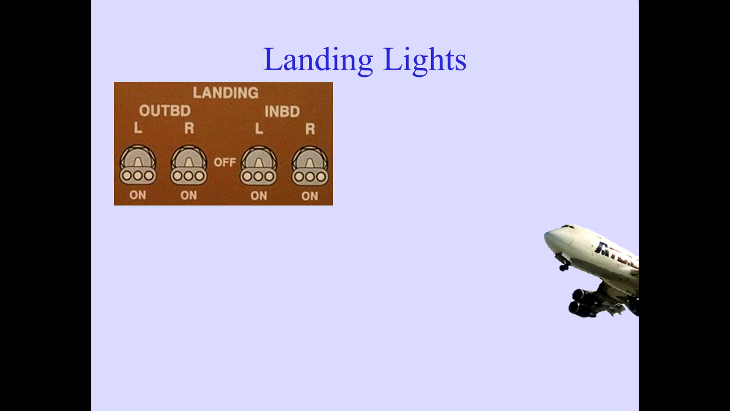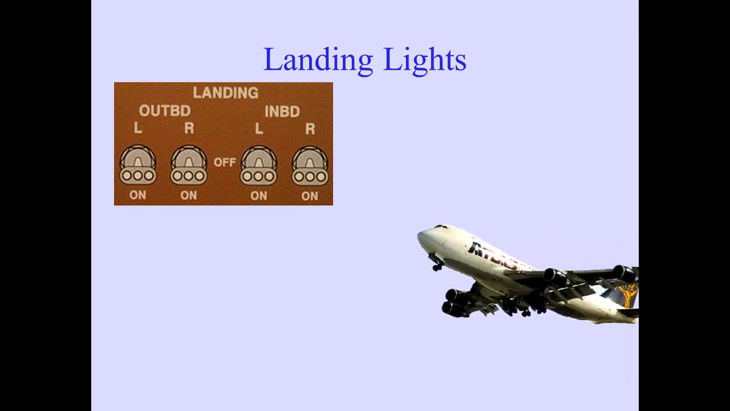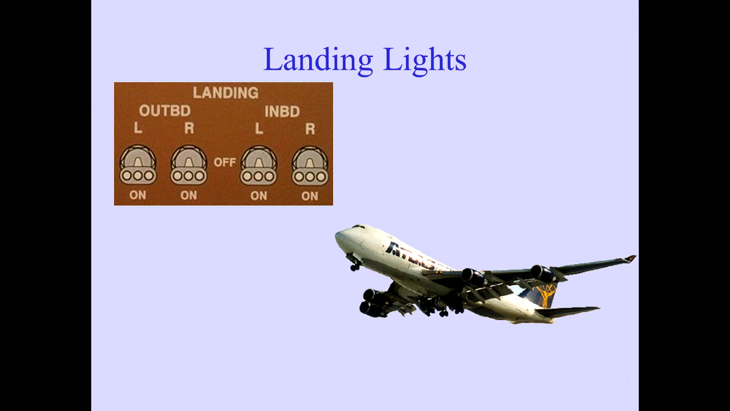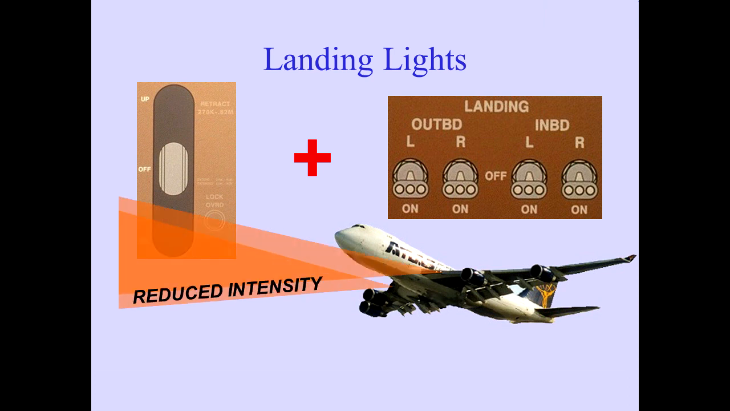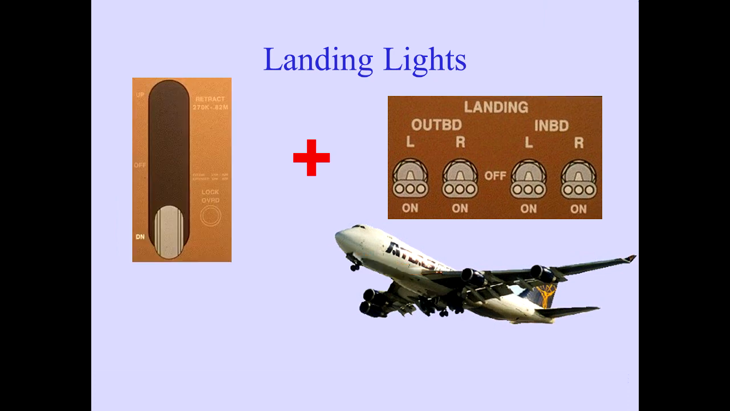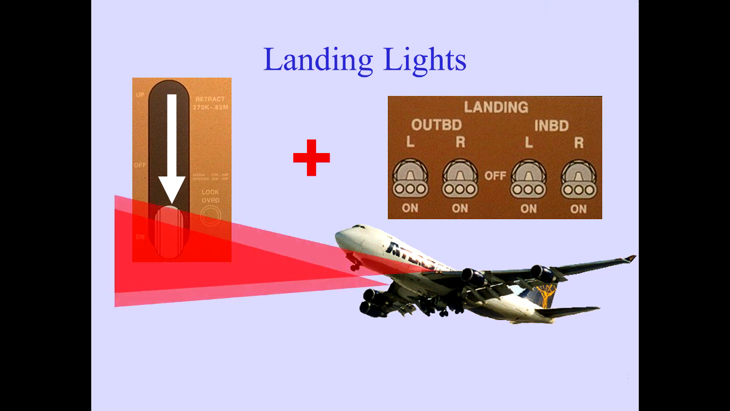Two fixed landing lights are installed in the leading edge of each wing. These lights are controlled with the outboard and inboard light switches. With the landing gear lever in the off or up position and the switches on, the wing landing lights illuminate at reduced intensity. With the landing gear lever in the down position and the switches on, landing lights illuminate at maximum intensity.